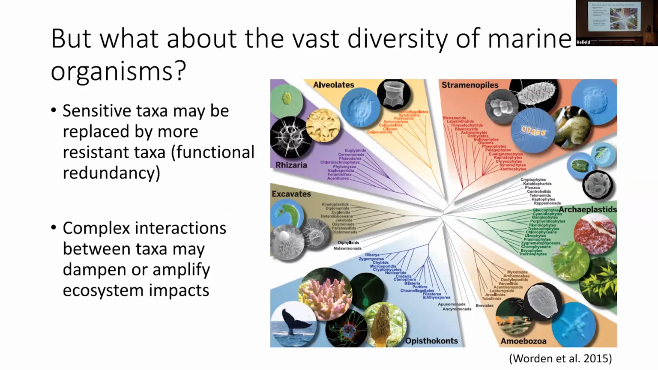So this means that sensitive taxa who are affected by some of these multiple drivers may be replaced by more resistant taxa, and so we can have this functional redundancy effect. Increasing diversity helps maintain our ecosystems in a way that makes it difficult for us to experimentally verify how things are going to change. We can also have really complex interactions between groups, which could either amplify or dampen the ecosystem impact from these multiple drivers. And so it leads to a lot of difficulty in figuring out what climate change is going to do to our ecosystems.